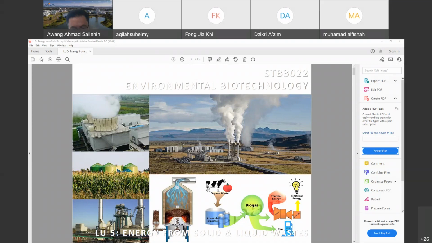Okay, so we're going to look into how energy is generated and produced from solid and liquid waste that contributes to the circular economy. I have a few journal papers or review papers, the very most recent ones, that I will share with everyone, which highlight the current situation, the current progress, as well as the challenges when it comes to production of energy from solid and liquid waste. All right, so let us start with our lecture today.